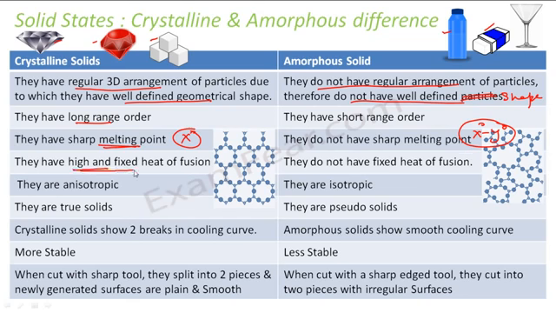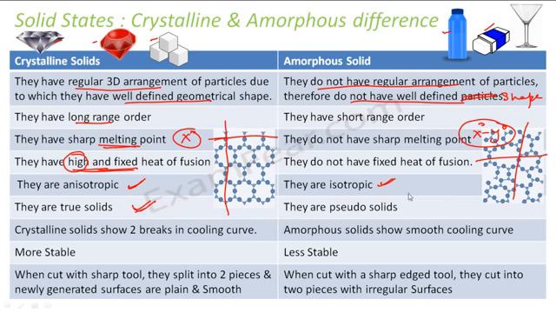Crystalline solids have a fixed and very high heat of fusion. Why high? Because they are all symmetrical and very strong, so they have high heat of fusion. Amorphous solids don't have a fixed heat of fusion, and it is small. Again, crystalline solids are anisotropic. Why? Because the arrangement is fixed. If you go in this direction or in that direction, it's all different. So their physical properties are different, for the same crystal, depending on the direction you observe from. Amorphous solids have no arrangement, so in any direction it's almost the same. So they are isotropic. Their physical property doesn't change with respect to direction.